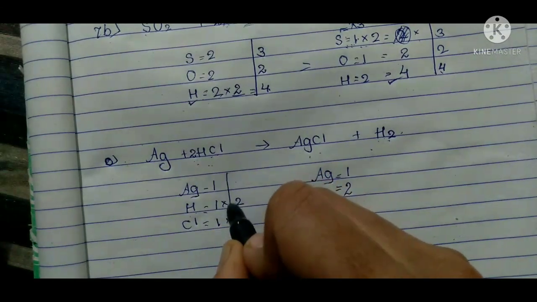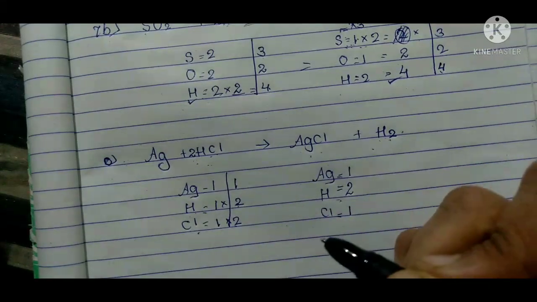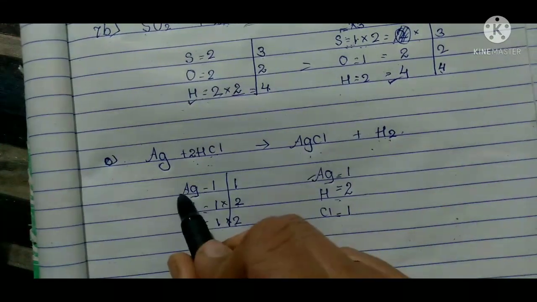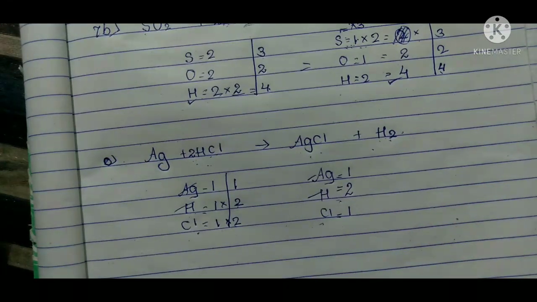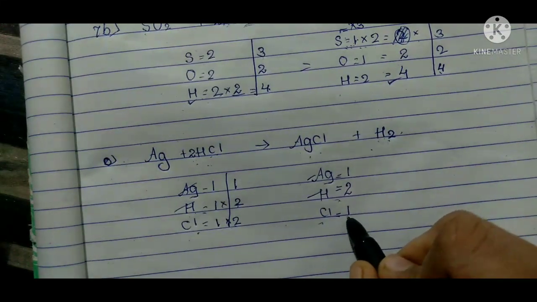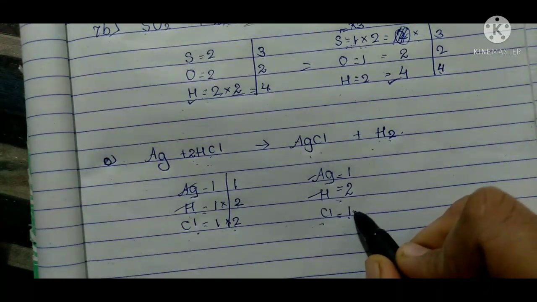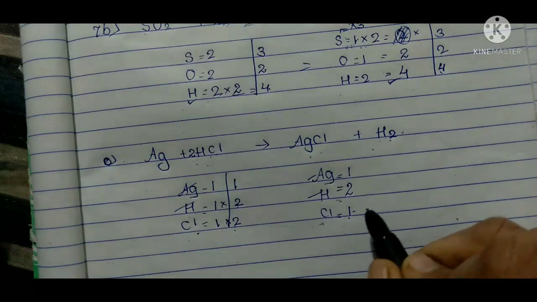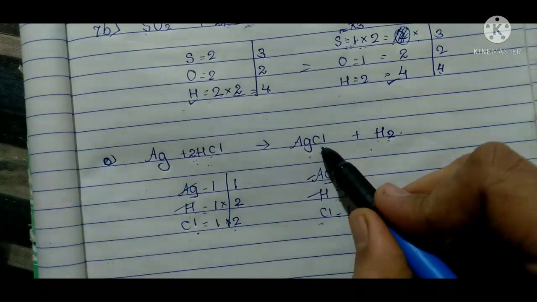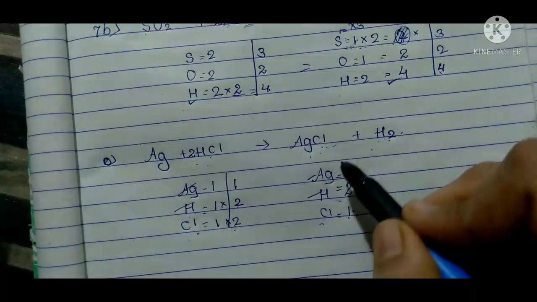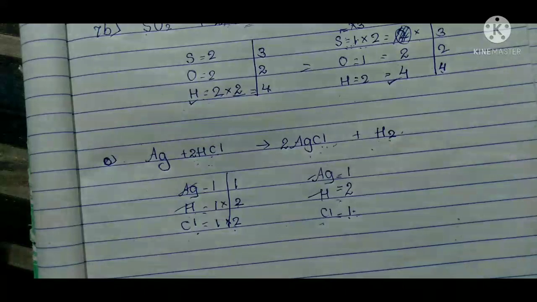Now what is your new number? Silver is 1, hydrogen is 2, chlorine is 2. Silver and silver balance, hydrogen and hydrogen balance. What is remaining? Chlorine. So chlorine is 1 here, chlorine is 2 here. So what do I have to do? I have to increase the number of chlorine. So where is chlorine present? Here. I cannot write AgCl2 because that is not a molecule. So I will write 2AgCl.